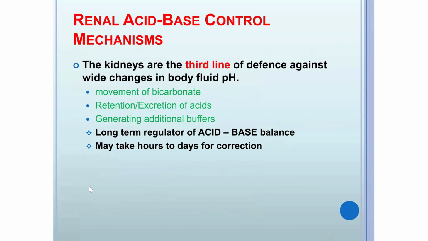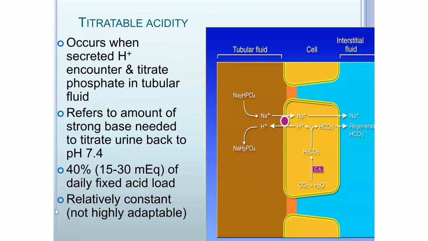Now the next thing is renal acid control mechanisms. The kidneys are the third line of defense against changes in body fluids, which include the movement of bicarbonate, retention, excretion of acid, and generating additional buffers. Generally, the kidney is a long-term regulator of acid-base balance. It can take hours to days for the correction. Now titratable acidity occurs when secreted hydrogen ions encounter and titrate with phosphate in tubular fluids. This refers to the amount of strong base needed to titrate urine back to a pH of 7.4.